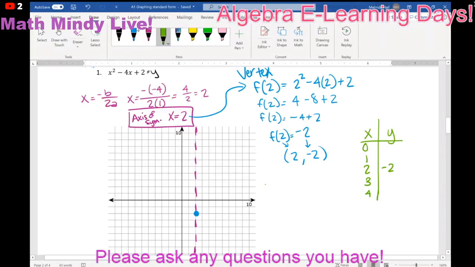So if we plug in 0, we would have f of 0 equals 0 squared minus 4 times 0 plus 2. And so then with this, it's always easier when it's 0 because then you end up with 0 minus 0 plus 2, which just gives you a positive 2. And so then at 0, you can go up to 2.